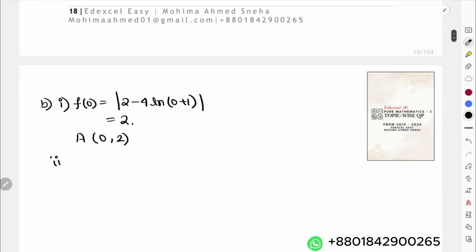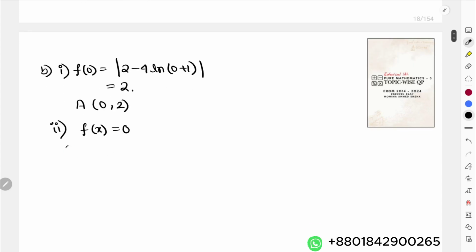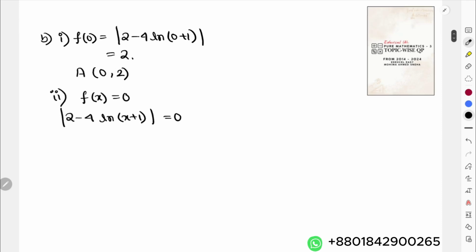And then again for your part 2, your f of x is equal to 0, right? Because now your y-axis value is 0. If this is 0, 2 minus 4 ln of x plus 1 is equal to 0. And for this one, you can understand that this time x can be 0, x can be both positive and negative, right? This modulus was only there to give you the idea that y over here was never negative, right? So we can just solve the equation even without the modulus function.